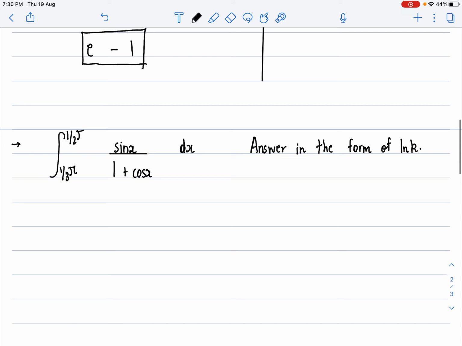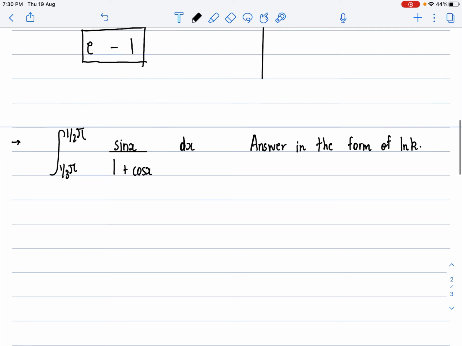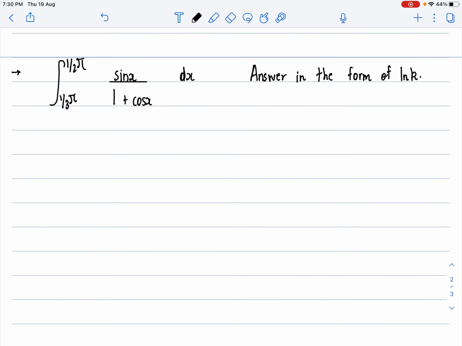Now, I can give you another example here. This was basically from a past paper, but I've modified it a little bit. This is the integration of sin x over 1 plus cos x, with the limits 1 over 3 pi and 1 over 2 pi, dx. And I need to write the answer in the form of ln k.